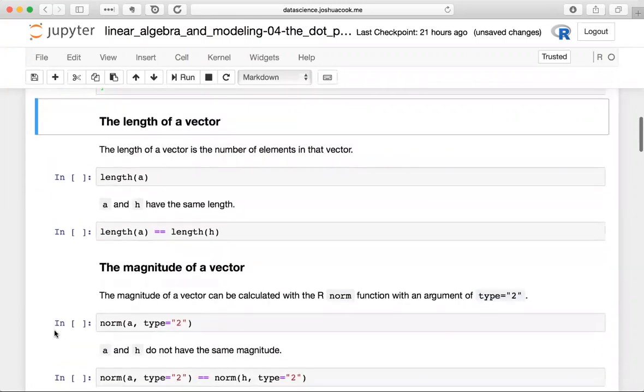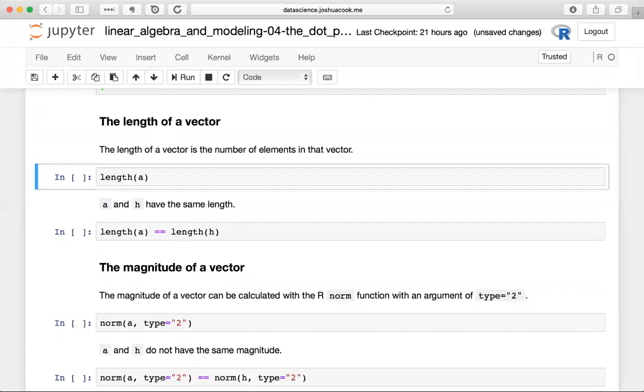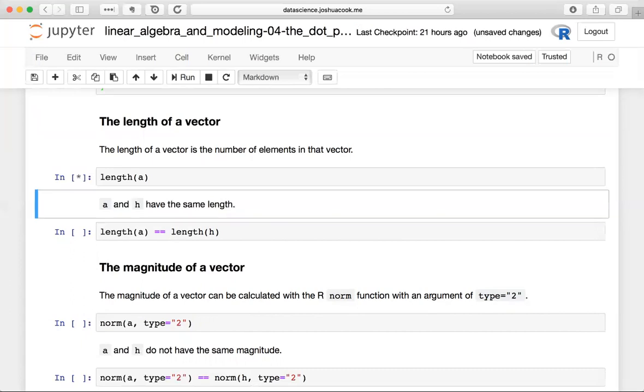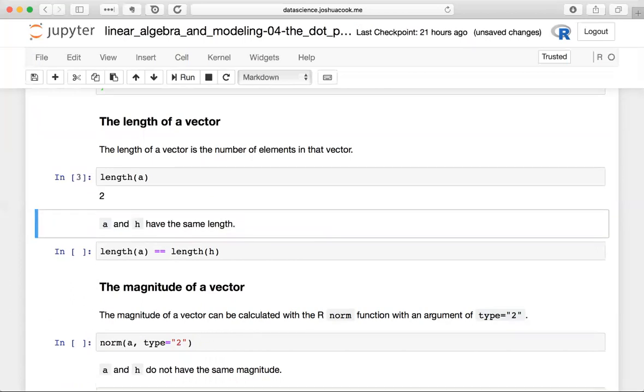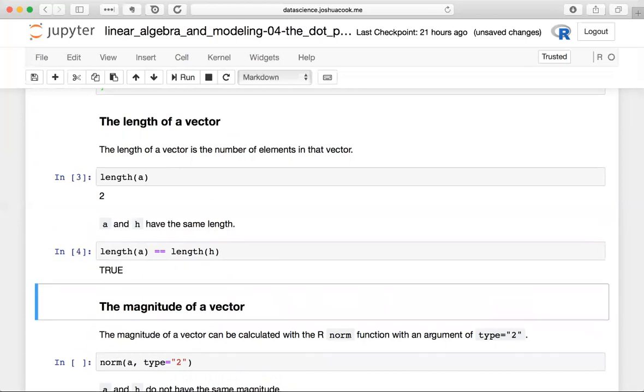So as a way to get to this idea of the dot product, we're going to start with two different properties of vectors: the length of a vector and the magnitude of a vector. So the length of a vector is just the number of elements in that vector. So the vector A has two elements in it. It has a length of 2. And even though H was a completely different vector from A, A and H have the same length, which we see here with this logical comparison.